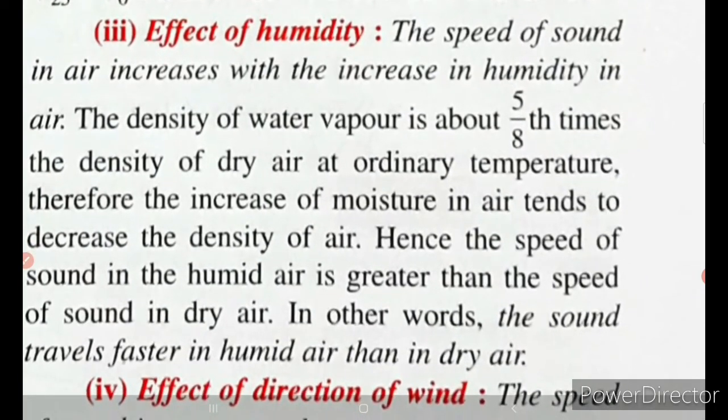Coming to the third factor, which is the effect of humidity. The speed of sound in air increases with the increase in the humidity in the air. The density of water vapor is 5.8 times less than the density of dry air at ordinary temperature. So this means the humid air, or we can say the moist air, has less density. The dry air is much denser compared to the air with water vapor present in it. So we can say the increase of moisture in the air tends to decrease the density of the air. Hence the speed of sound in humid air is greater than the speed of sound in dry air.